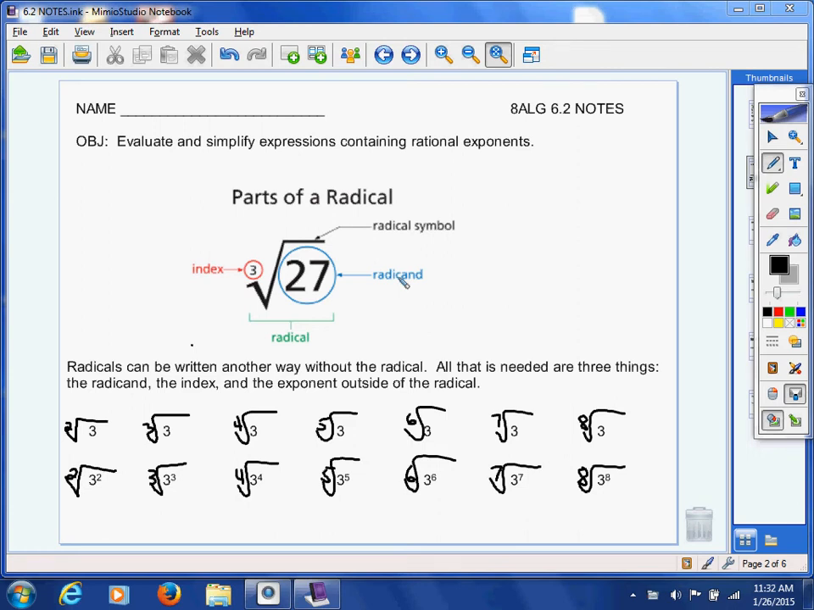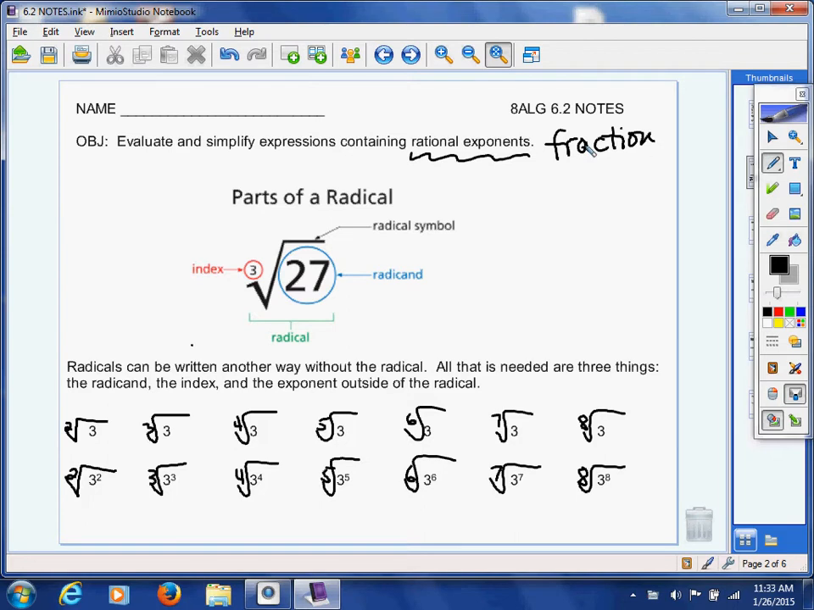We're going to start section 6.2 today, and this will be example 1. Throughout the whole section of 6.2, we're going to learn how to evaluate and simplify expressions containing rational exponents. So in case you were wondering what a rational exponent is, think in terms of the exponent becoming a fraction, okay? That's what we're going to focus in on today.